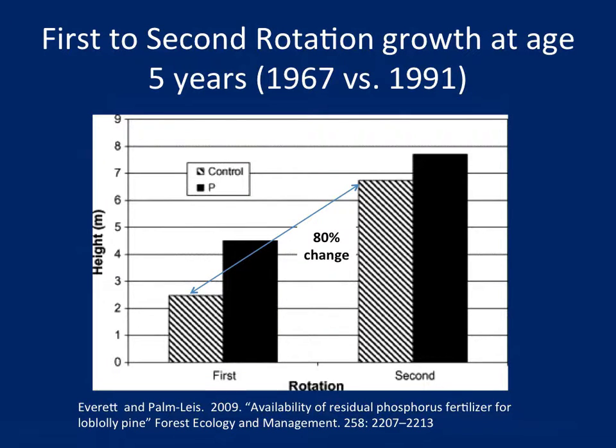Another nice paper that looked at this is from Everett and Palm Lace, and this is from the coastal plain of South Carolina. And going from first rotation to second rotation, this is 1967 versus 1991. In the control, there's about 80% change, and for the fertilized plots, it's about a 66% change. Now, I'll have to point out that in this study, they actually had increased weed control in the second rotation, which they thought was partly responsible for this dramatic increase. But it's also just a reflection of the overall improvement in genetics and handling of material.